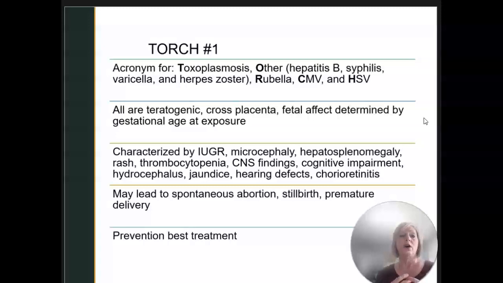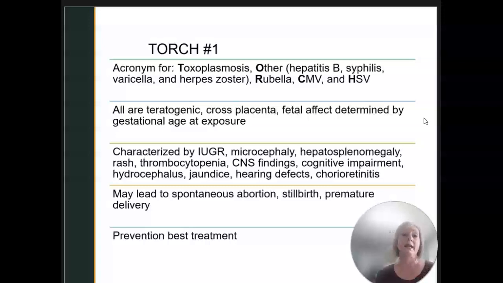All of these are teratogenic, which means that they can all cause fetal abnormalities. They all cross the placental barrier. They all affect the baby depending on where the baby is in gestation. It's going to be more critical in those early weeks, like week 6 through 15. That's a very critical period when multiple systems are developing, and any of these infections can be teratogenic to that baby.